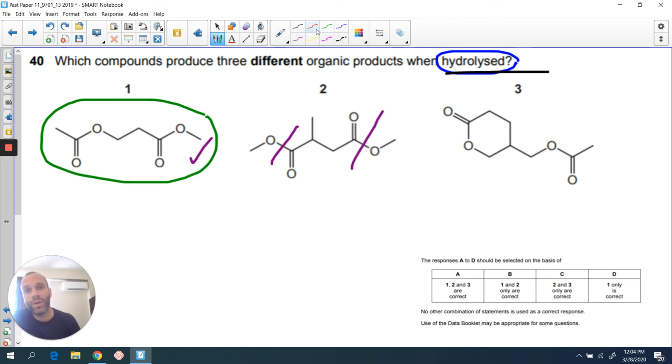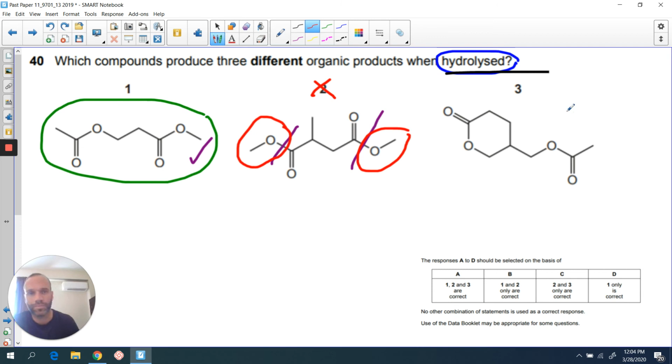Now, hopefully it should be quite easy to notice that the alcohol that is being formed here is going to be the same as the alcohol being formed here. So you're not going to get three different organic compounds here. You're going to get two that are the same and one that is different, okay? And that's going to actually be a dicarboxylic acid there in the middle. So two is not an option, that's wrong.